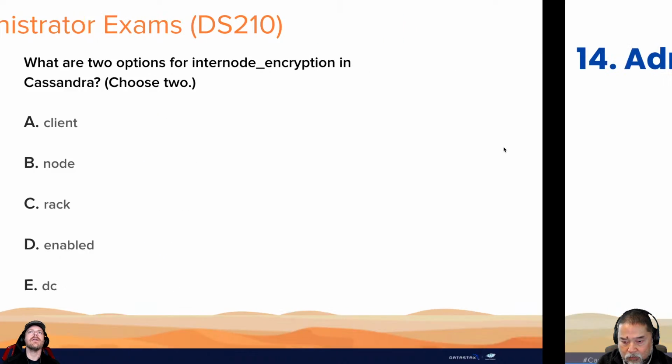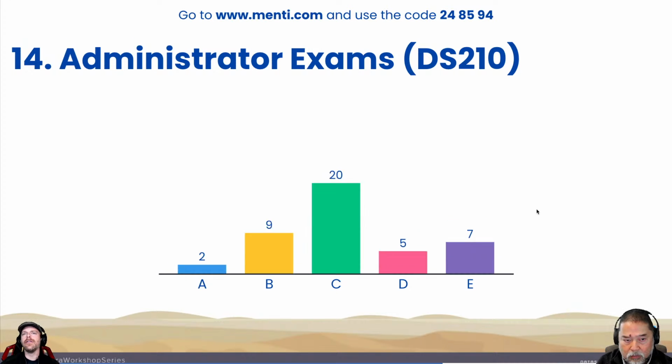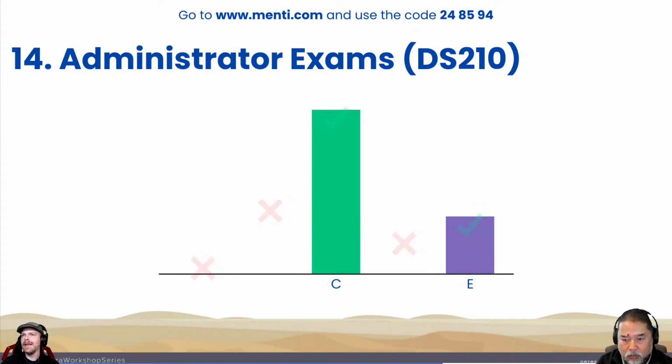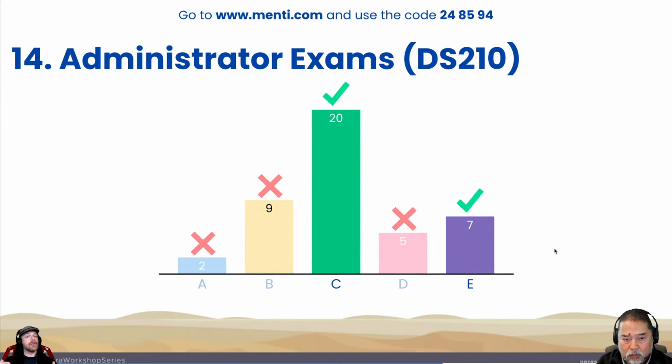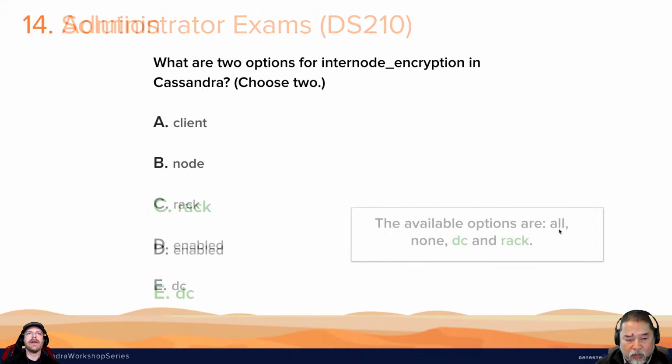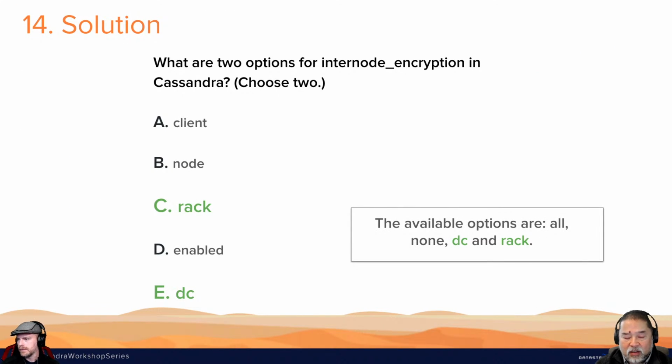Okay, let's see. Looks like the answers are in. The correct answers here were both C and E. So again, in the real exam, you would have had to have answered both C and E. But again, because of the way that Menti does things, you could only pick one. All right, let's take a look at why. Yeah, and just a note also, in the real exam, there aren't a lot of multi-answer questions, but anytime there is one, we will tell you twice how many answers there are.